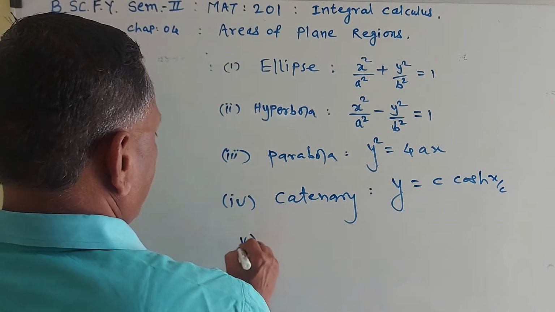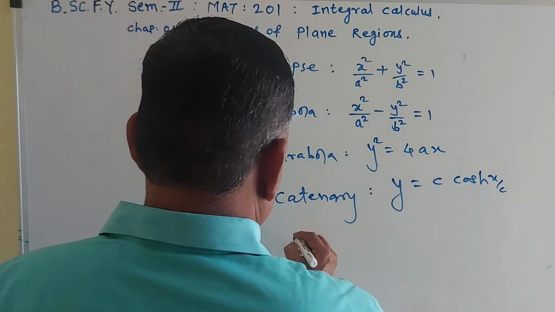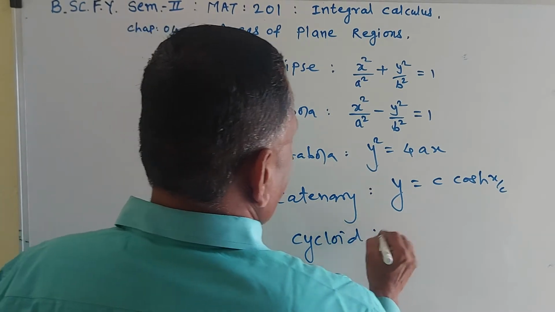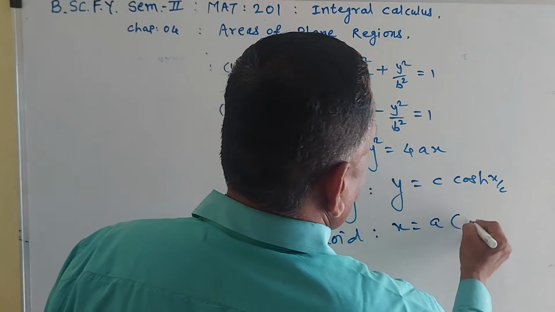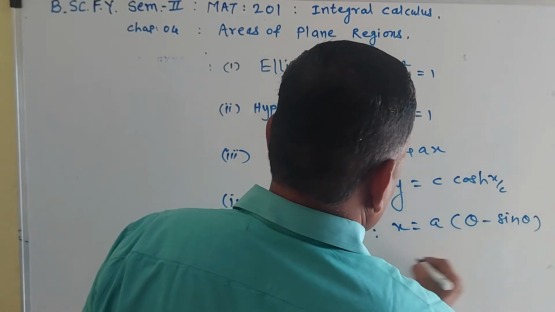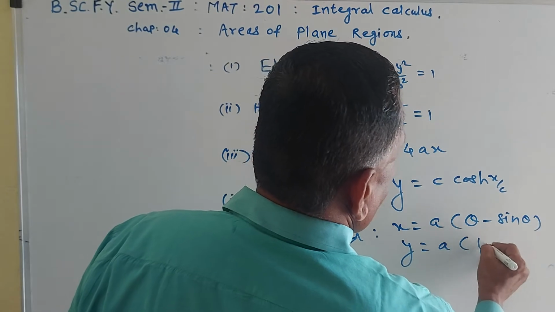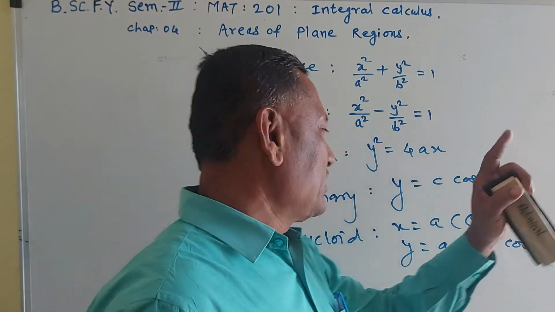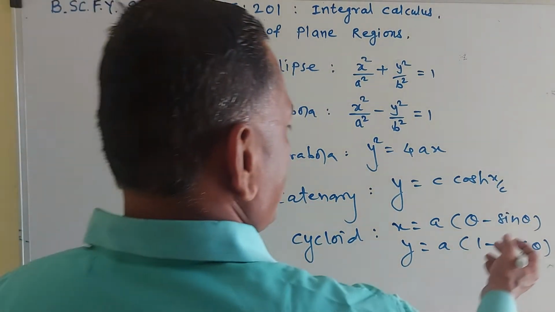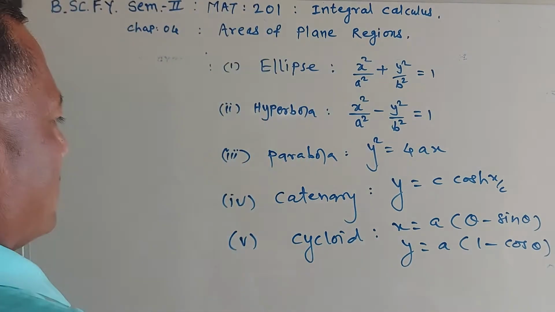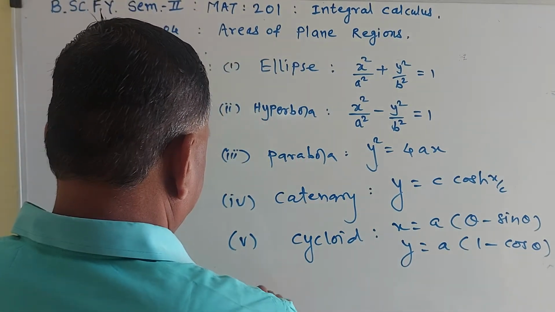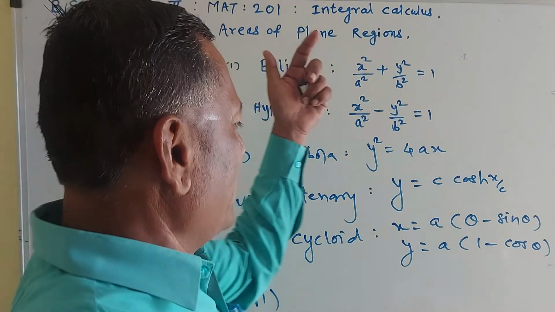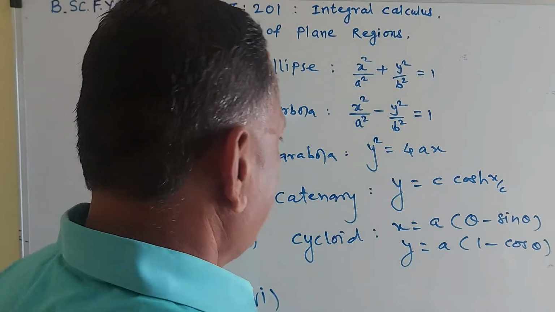Then what is cycloid? The equation of cycloid is x is equal to a into theta minus sine theta and y is equal to a into 1 minus cos theta. Or you can take theta plus sine theta also, no doubt. And y is equal to a into 1 minus cos theta. There are so many equations, and you can find the area bounded by such types of Cartesian equations.